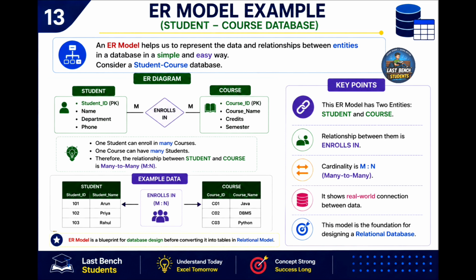Let's understand the ER model with a simple student course example. The ER model represents entities and the relationships between them. Here, student and course are the 2 entities, and the relationship is enrolls in. One student can enroll in many courses, and one course can have many students. Therefore, this is a many-to-many relationship.